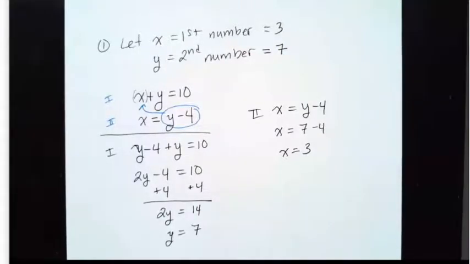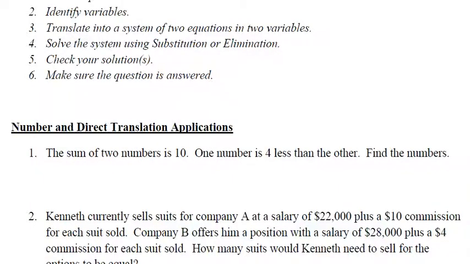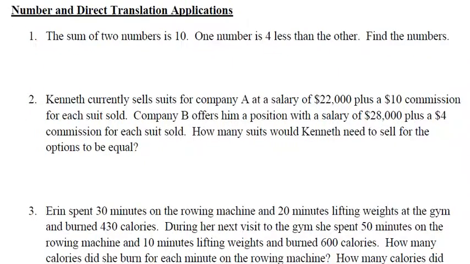Go on to number 2. All right, so for number 2 here, Kenneth currently sells suits for company A at a salary of $22,000 plus a $10 commission for each suit sold. Company B offers him a position with a salary of $28,000 plus a $4 commission for each suit sold. How many suits would Kenneth need to sell for the options to be equal?